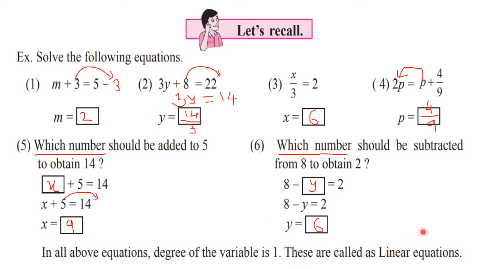In the chapter on polynomials, we have studied that a polynomial with degree 1 is called a linear polynomial. So when we write a linear polynomial equal to something, some constant, it may be any number or it may be 0, then it becomes an equation and it is called a linear equation. So equations with degree 1 are called linear equations. By using the definition of linear polynomial, we can define linear equations. Now let's go ahead.